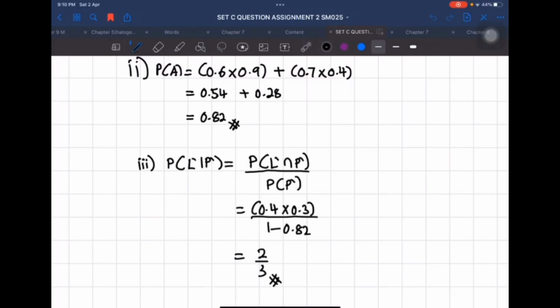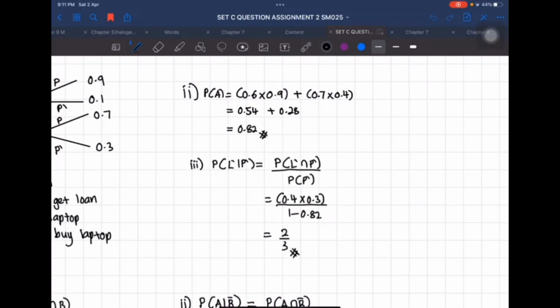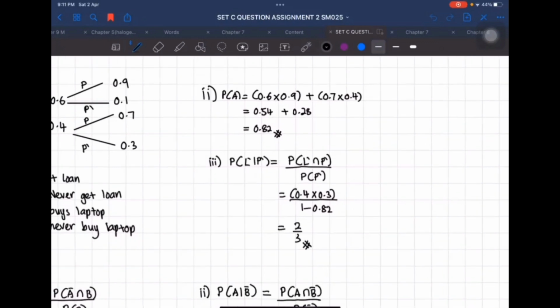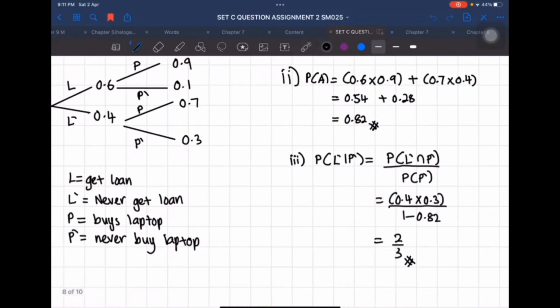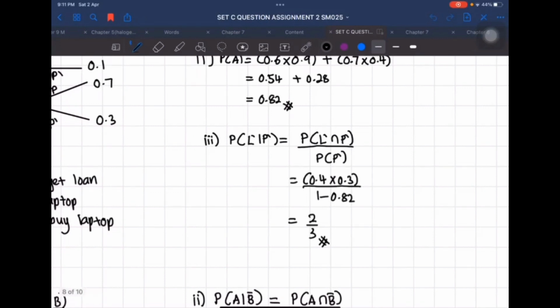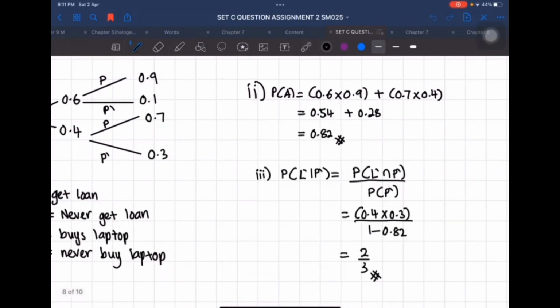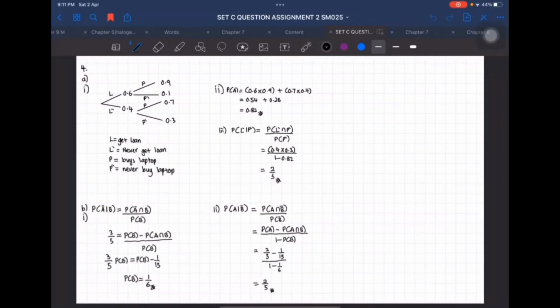So we just write this formula, and the probability of not getting a loan intersecting the probability that he does not get a laptop is 0.4 times 0.3, as you can see in the tree diagram. Down there is the probability of not getting a laptop, so 1 minus 0.82, as we found the 0.82 answer in part 2. So the answer is 0.3 over 0.18.